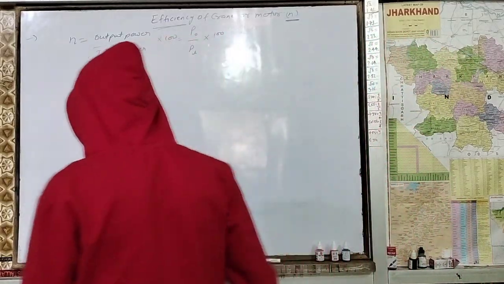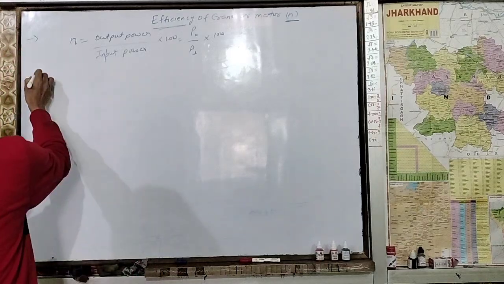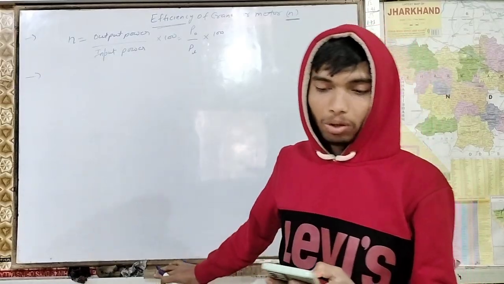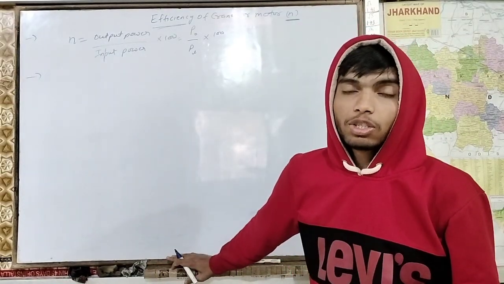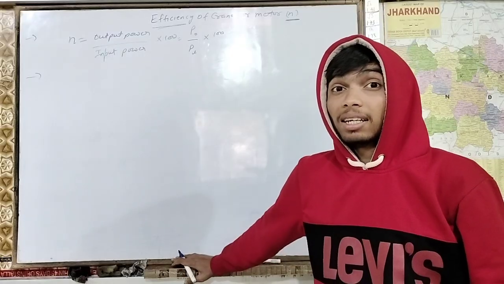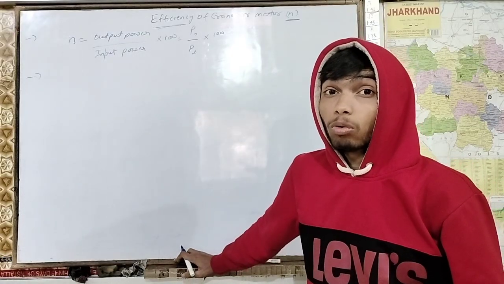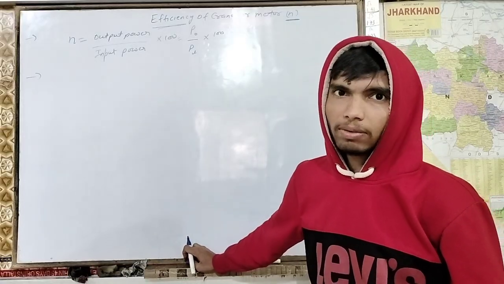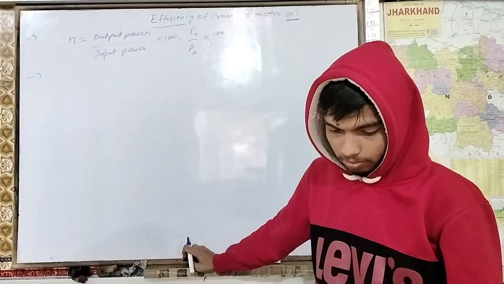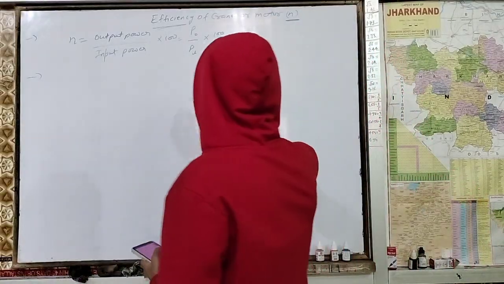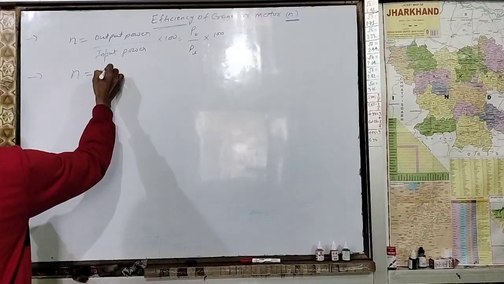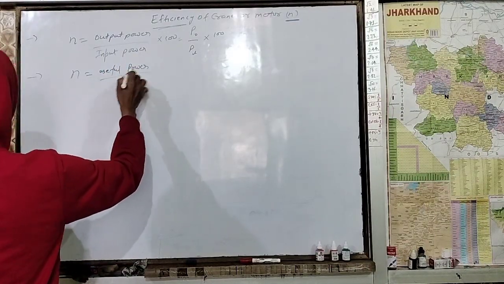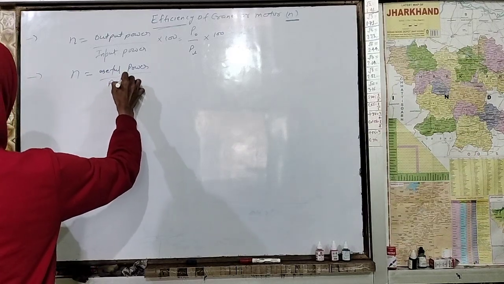Now next thing, eta is also defined as the ratio of useful work done to the total energy spent. With how much speed will the motor be providing water? It will depend on input. Or you can say velocity. So here this can be written as useful work or useful power upon actual power.